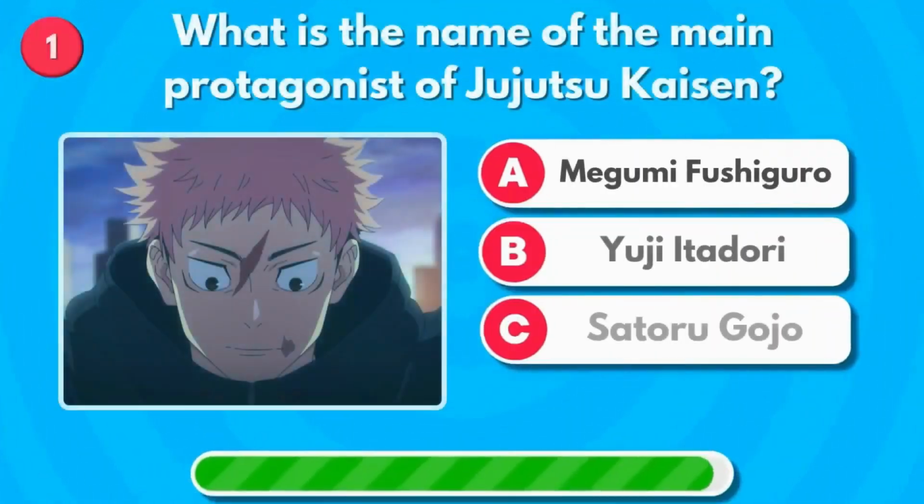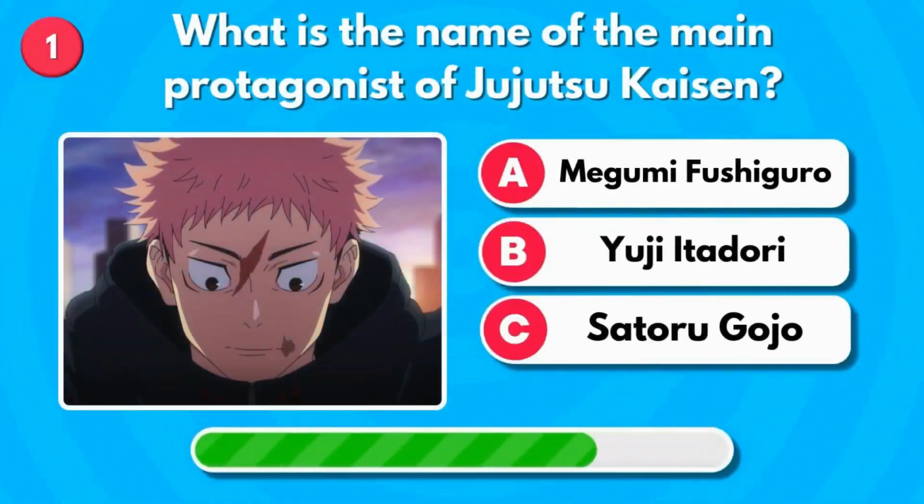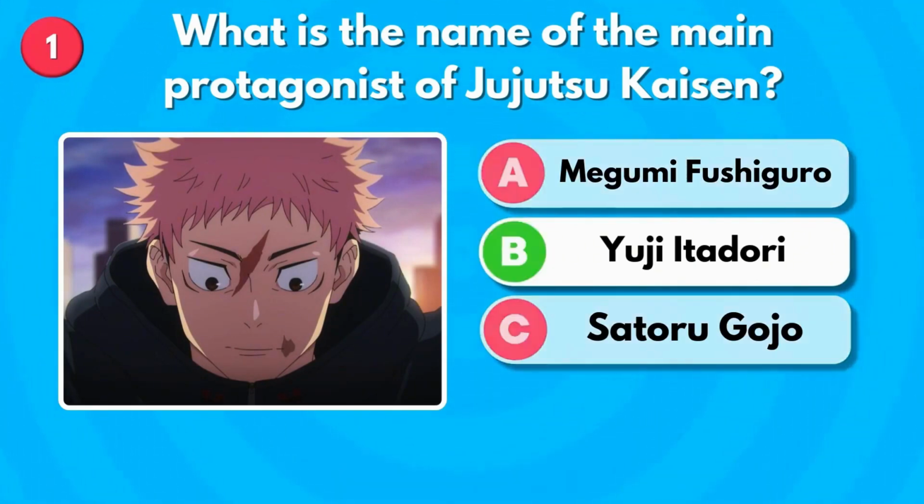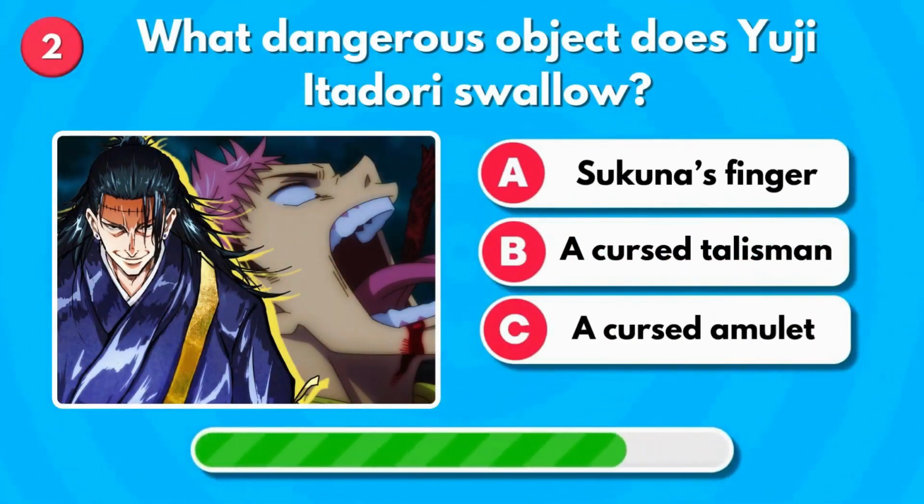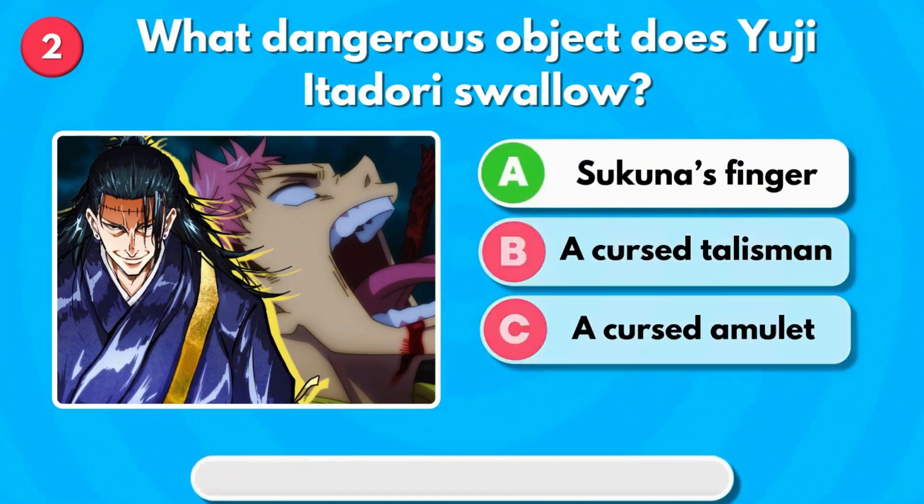What is the name of the main protagonist of Jujutsu Kaisen? Yuji Itadori. What dangerous object does Yuji Itadori swallow? Sukuna's finger.